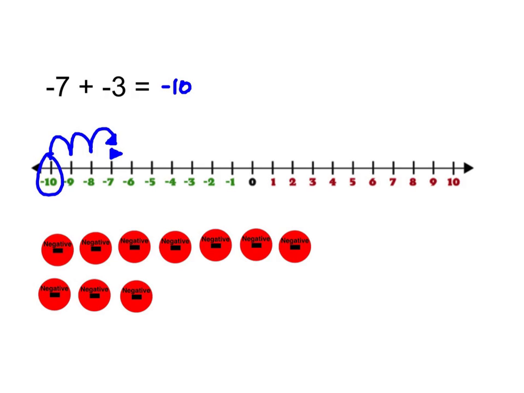Here are some other ways that we can visualize this. So with the number line method, I start at -7 facing the positive direction. Then, because I see the negative in front of the 3, I face in the negative direction and move 3 spaces, landing on -10. Another way of thinking about it is if we have our negative and positive counters, I start out with 7 negative counters, and then I'm adding 3 more negative counters, and so when I total it up, I have 10 negative counters in total.